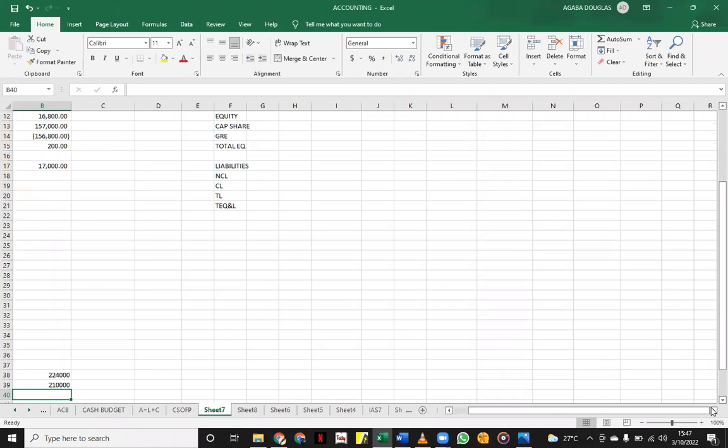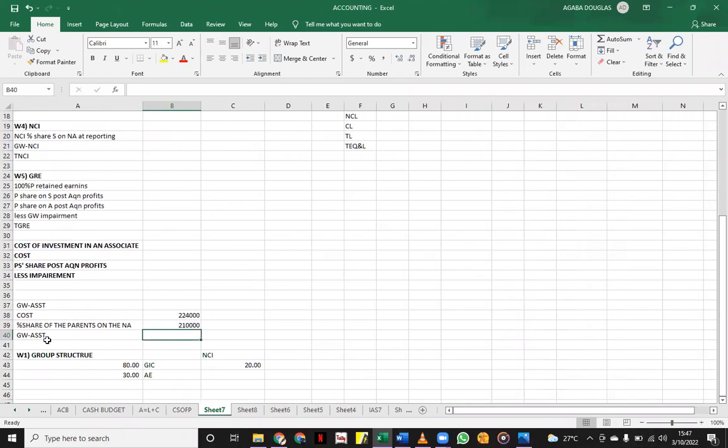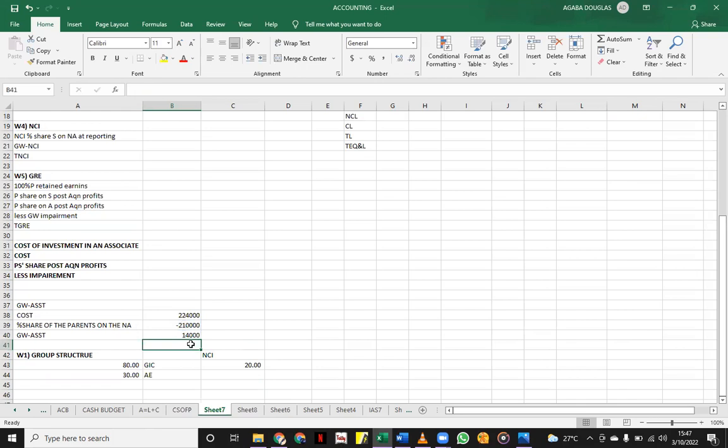So when I do that, you can clearly see that we get the goodwill of the associate by simply saying, because we are lessening, we need to put this negative as well. And then we are simply going to say equals to sum. So our goodwill for the associate is 14,000 shillings. We'll get back to this when we are calculating the cost and then the group retained earnings later on.